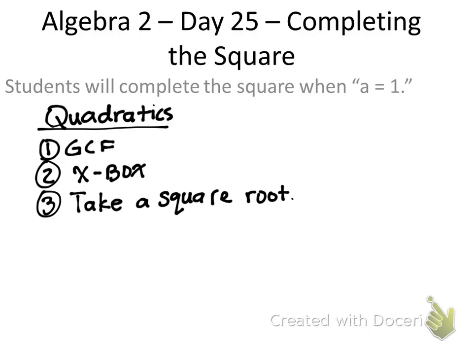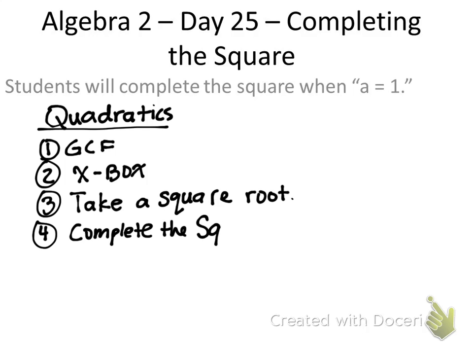So whenever we're looking at factoring a quadratic, try to find the GCF first, then try to Xbox it. If that doesn't work, try square root. If this doesn't even work, then you are going to learn a new one today. It's called completing the square. This is the next way. Complete the square.